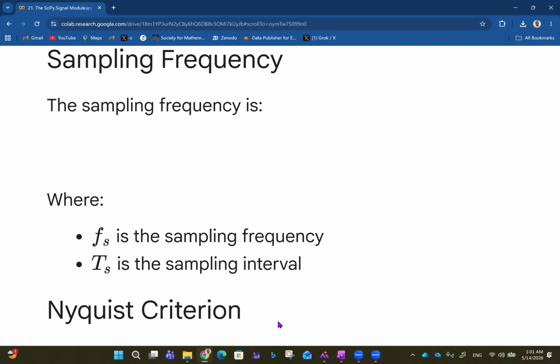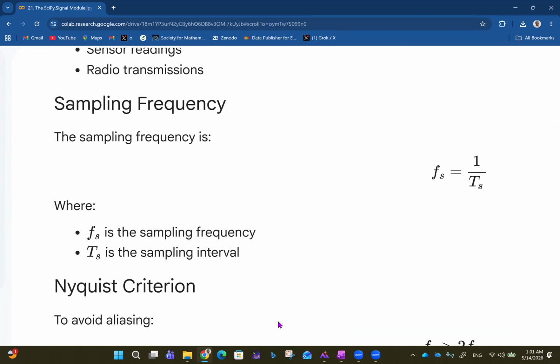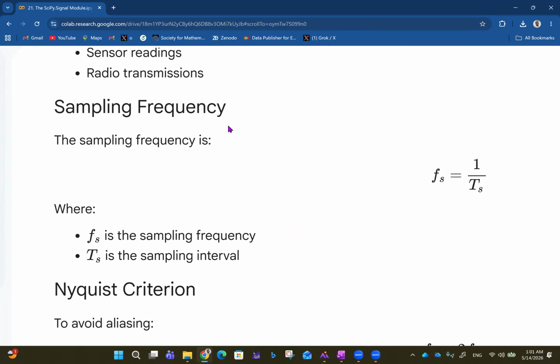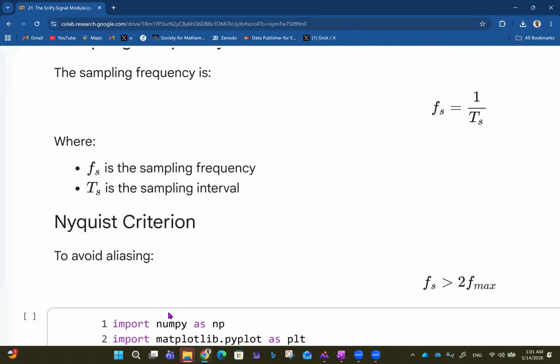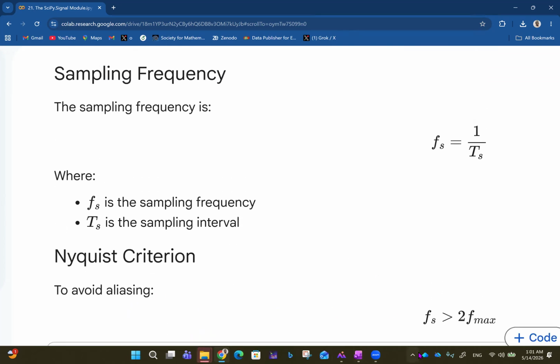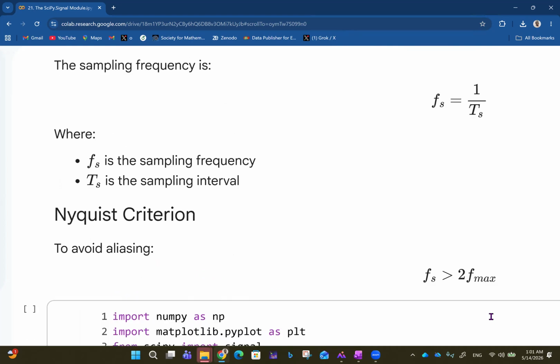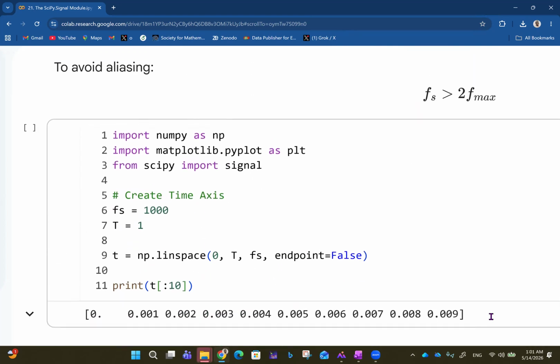The sampling frequency, we saw that in the last video too, is given as Fs, which is 1 over Ts, where Fs is the sampling frequency and Ts is the sampling interval. The Nyquist criterion to avoid aliasing is Fs greater than 2 times the maximum frequency. So we saw that also in the last video.